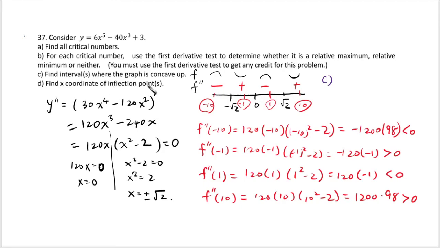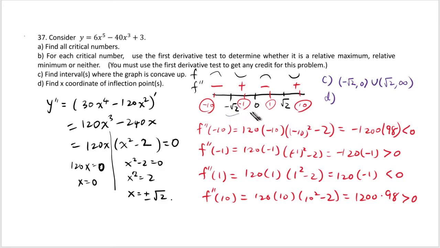intervals where the graph is concave up. It's right here and here, right? So to get those intervals, I first write down the interval negative radical 2 comma 0 union, and then radical 2, after radical 2 it's concave up again, so it's radical 2 until infinity. So that's part C.